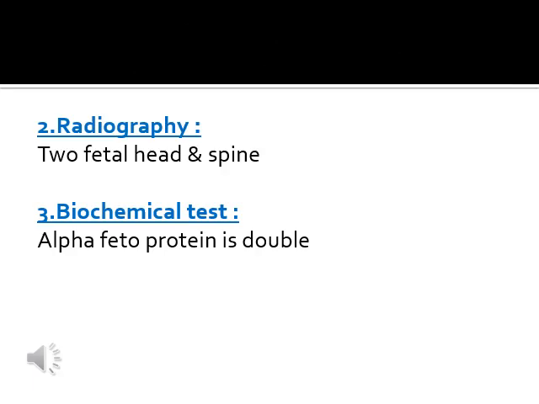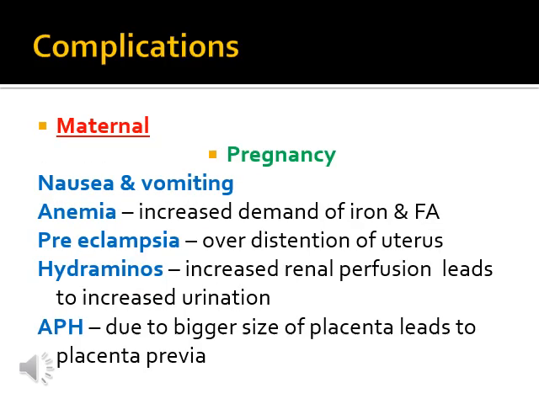If you're doing the radiography, you can see two fetal heads and the spine, and in the biochemical test there will be a double alpha fetoprotein level in the blood. Now let's see the complications for the mother during the pregnancy.